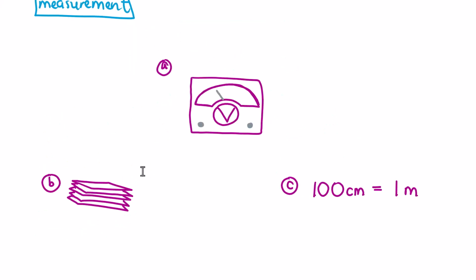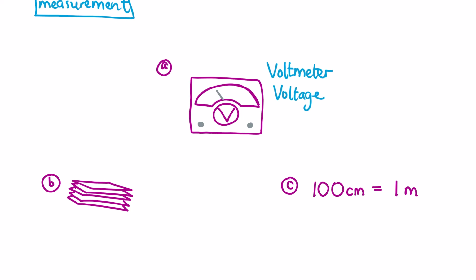Next, we're going to look at three examples and define each as either approximate or exact. For A, we have a device known as a voltmeter, which is used to measure the voltage of a specific circuit.